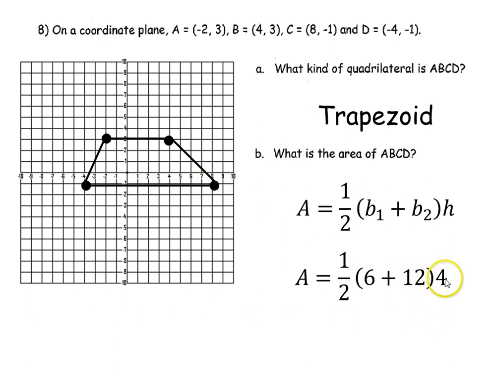So those are the two bases, and the height is 4, the distance between the 2 parallel sides: 1, 2, 3, 4. So I have all this information, and now I'm just going to evaluate what I see here. Do 6 plus 12, multiply it by 1/2, and then multiply it by 4. And upon doing that, you get 36. So the area of this trapezoid is 36.